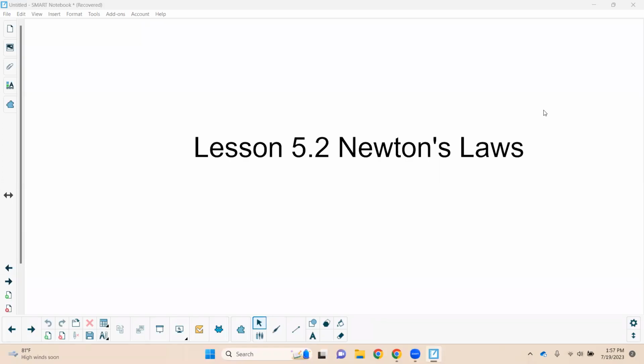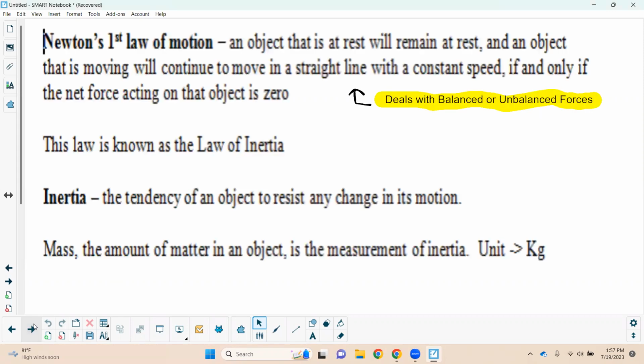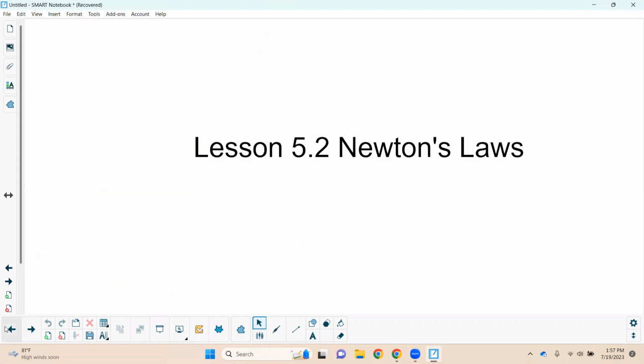All right, so we're going to pick up where we left off, which is on lesson 5.2, dealing with Newton's laws of motion. First off, let's go through the three laws and talk about each one individually and how they apply to motion. But what you should know also is that all the laws work at the same time. It's not like there's only one law happening at a time. These three laws govern all of motion at all times, so you can apply them to every type of motion we study.